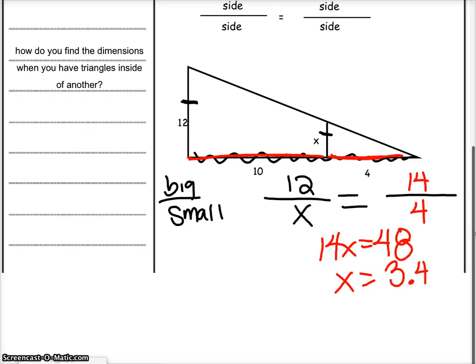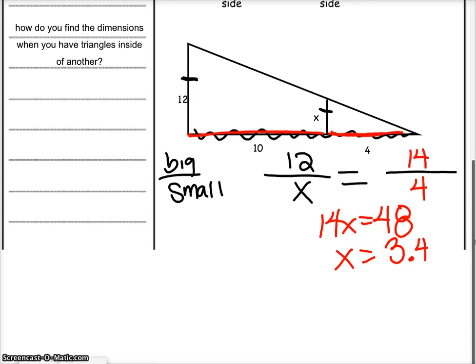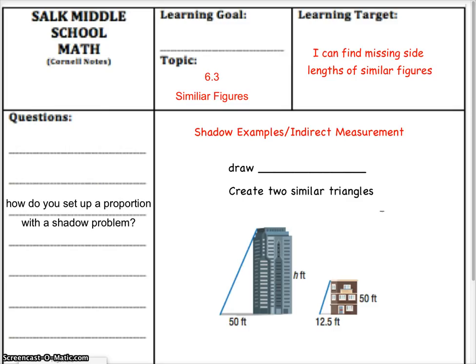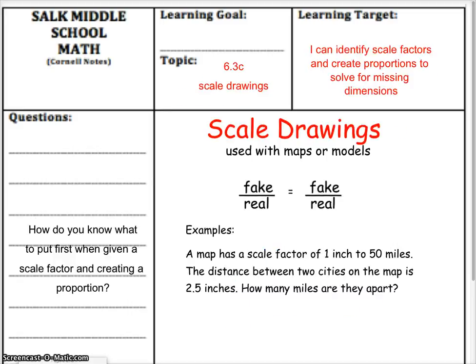Okay? So the main point of confusion is students always forget that they need to add those bottom dimensions, and that's what you need to do. You need to add the bottom dimensions. Not doing this today, skip this. This is for our next lesson. Move on to scale drawings.